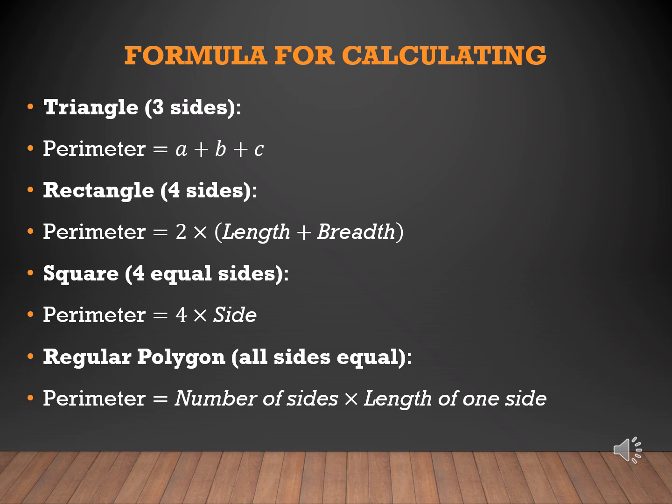Rectangle. Now a rectangle is made up of 4 sides where 2 lengths and 2 breadths are equal. So the perimeter of a rectangle is 2 times (length plus breadth). Square. A square is a figure which is made up of 4 equal sides. So here the perimeter is equal to 4 × side. Now let's talk about regular polygons. A regular polygon means a polygon where all the sides are equal. So the perimeter of a regular polygon is equal to the number of sides times the length of one side.